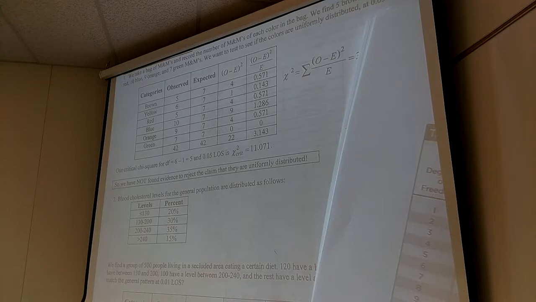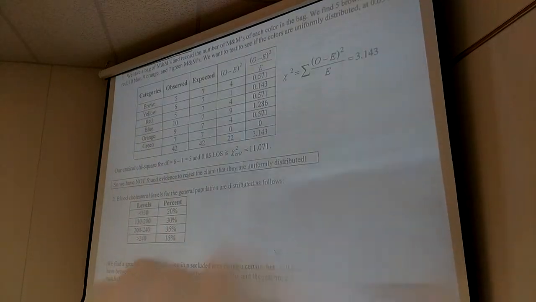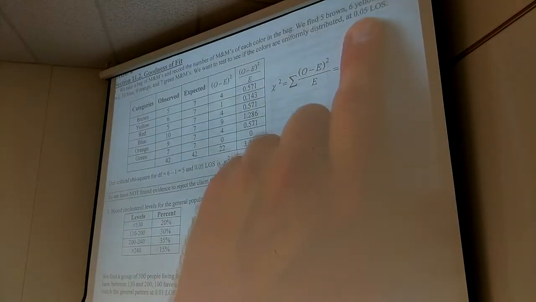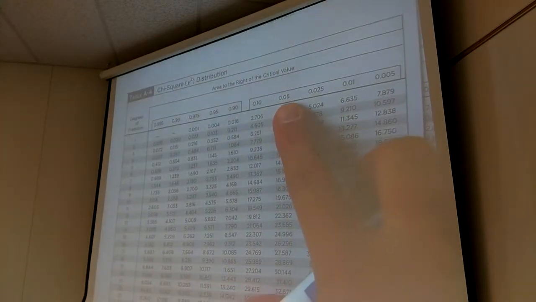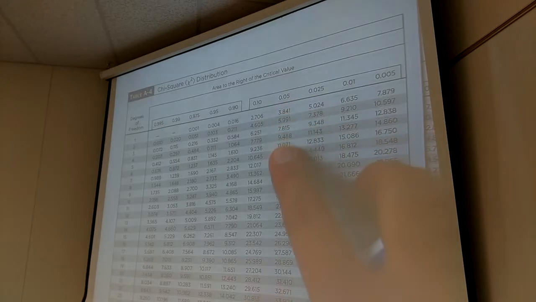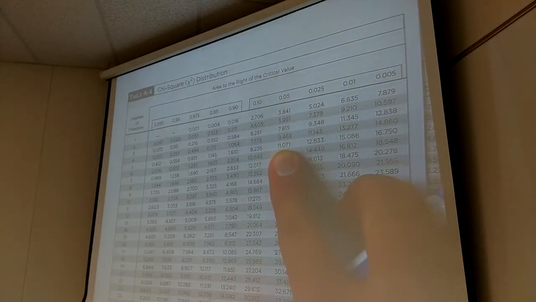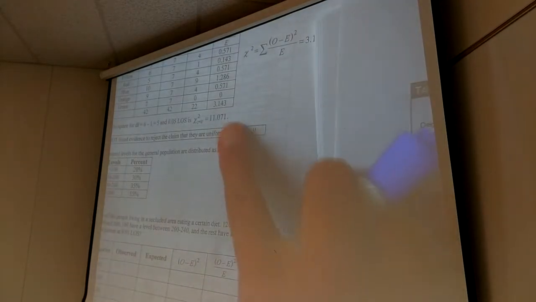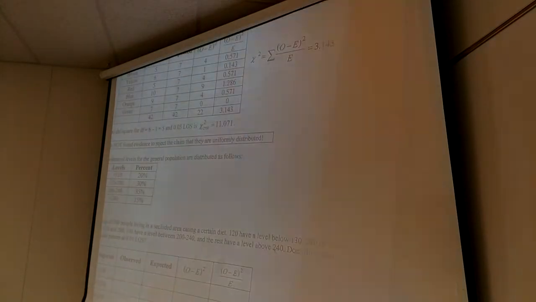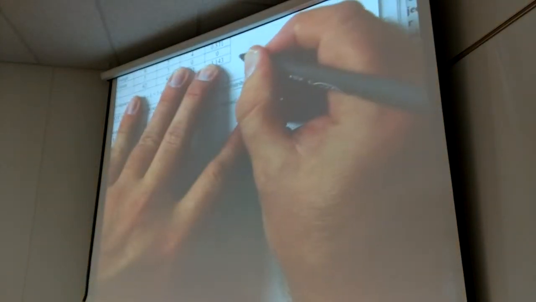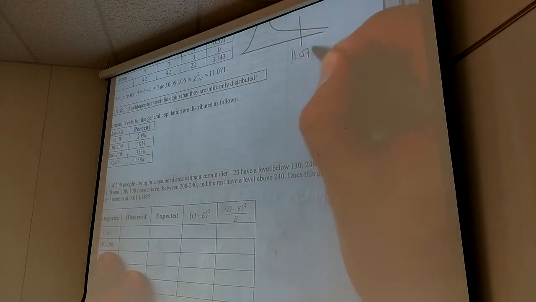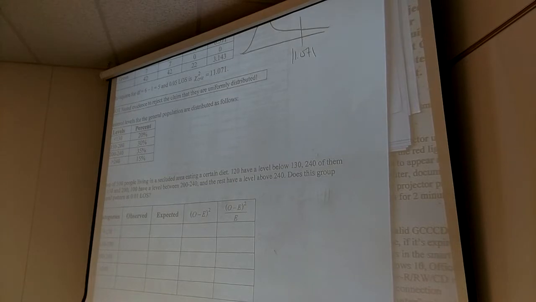So if you look at your chart, look at degrees of freedom of 5, and I'm using a 0.05 level of significance. So we look up here, 0.05, degrees of freedom is 5. There's the 11.071. Which is what I got here, right? So I've got to get to 11.071 to show evidence that they are different.